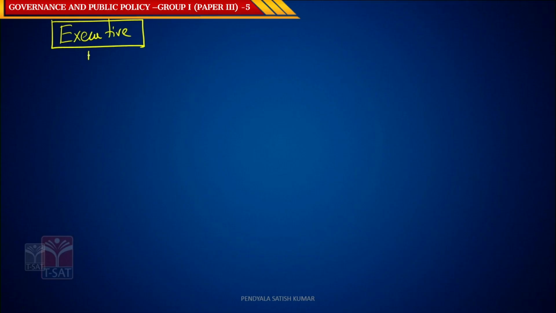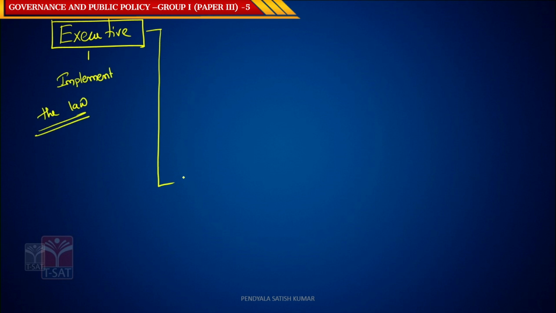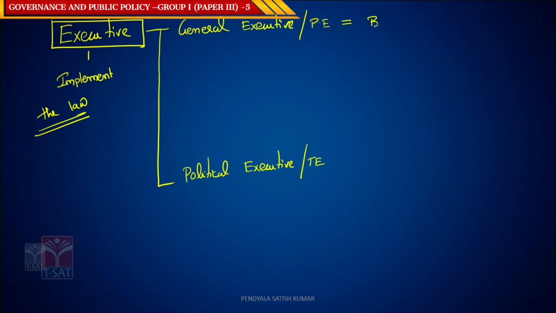The executive. Now what is the role of the executive? Implementation, right? Implement the laws made by the legislature. The executives are divided into 2 types. We have seen this before. Let me start with the general executive, which is also called the permanent executive. Then we have the political executive, which is the temporary executive. Now what is this general executive? The general executive contains the bureaucracy, the bureaucrats.